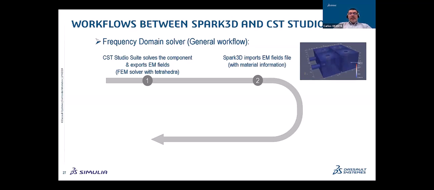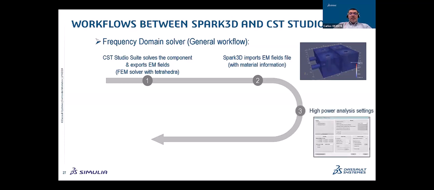And then once they are imported into Spark 3D, you can apply high power settings. High power settings means, in the case of multipacting, for instance, how are the surfaces in terms of electron emission? In the case of ionization breakdown, which is the gas pressure, which is the nature of the gas, and so on. And the idea here is that the tool will give to you automatically the breakdown power threshold. So it will give to you the maximum power you can handle without breaking down the device.